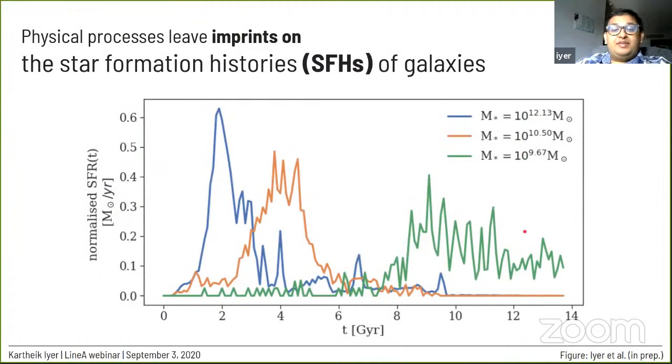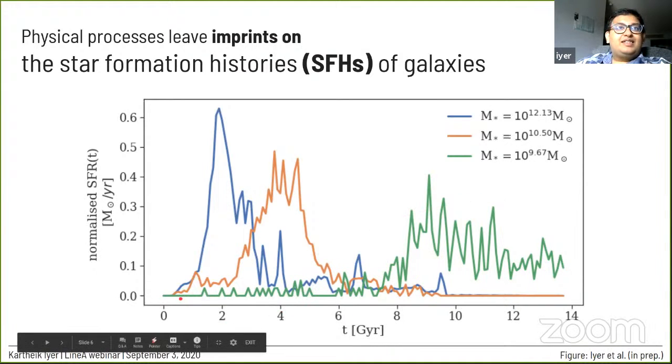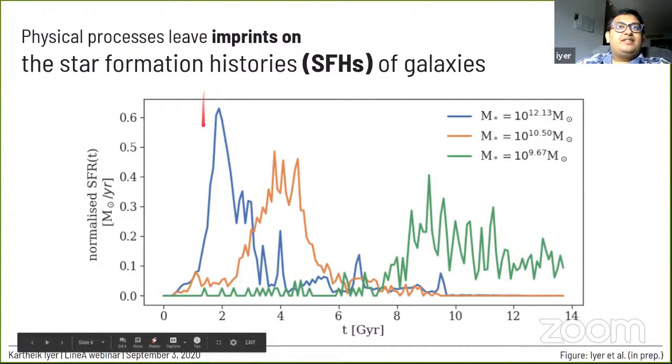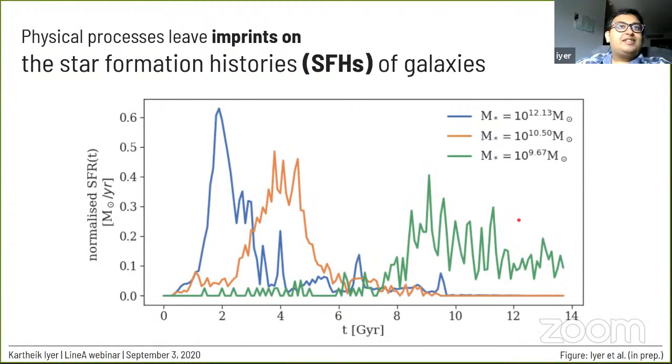So the key observable that I'm going to be talking about for most of this talk is going to be something called the star formation history of a galaxy. Now, the star formation history is a record of when a galaxy formed its stars. So it can be thought of as a graph of star formation rate versus time. And here I'm just showing you 3 example galaxies from the Simba simulation. And what you can see is that the star formation histories look quite different for all of these 3.